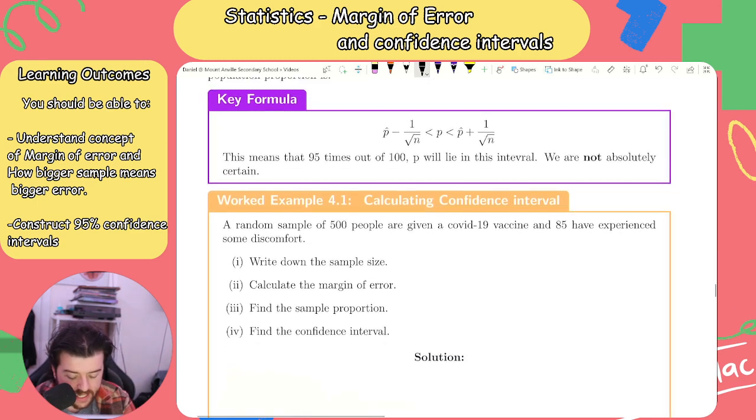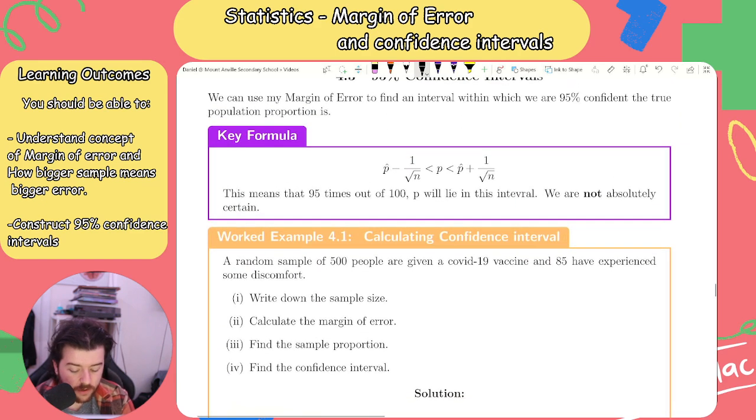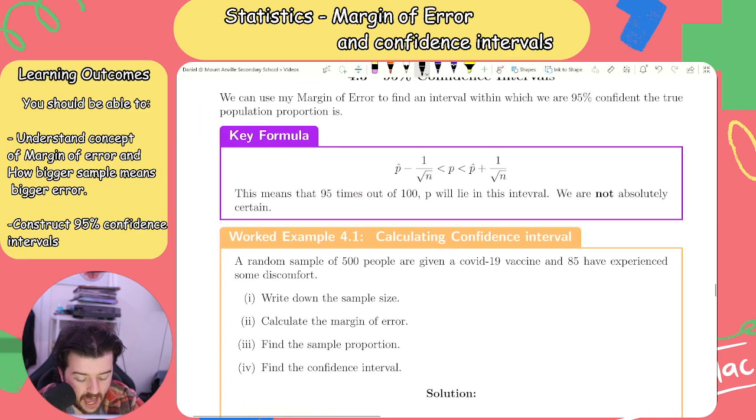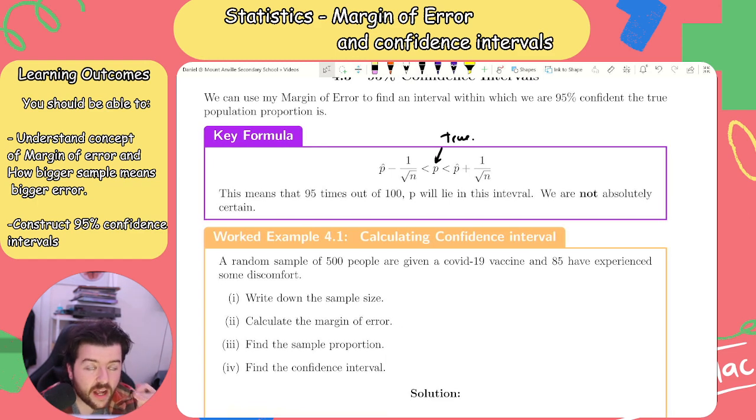So let's look at a question here. Actually, what is the sample proportion? Sorry. This is not in your log tables again, so make sure you make a note of this. p hat, the sample proportion, minus my margin of error is less than p, the true population proportion, the actual answer if I was to survey every single person. That is going to be more than this, but less than my p hat plus my margin of error. So this means 95 times out of 100, p, my population proportion, will lie in this interval.